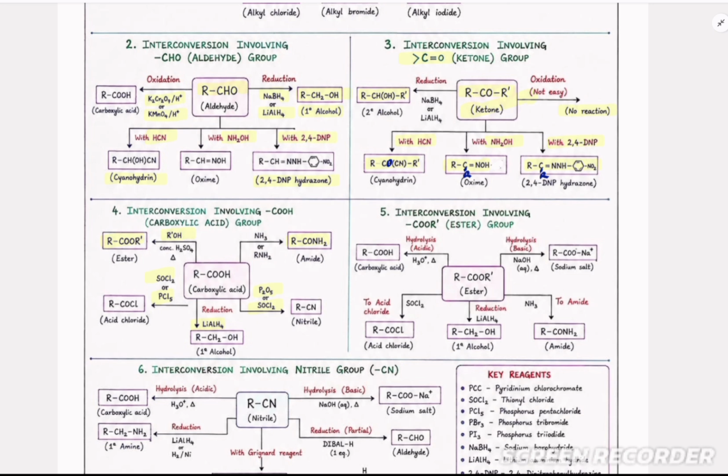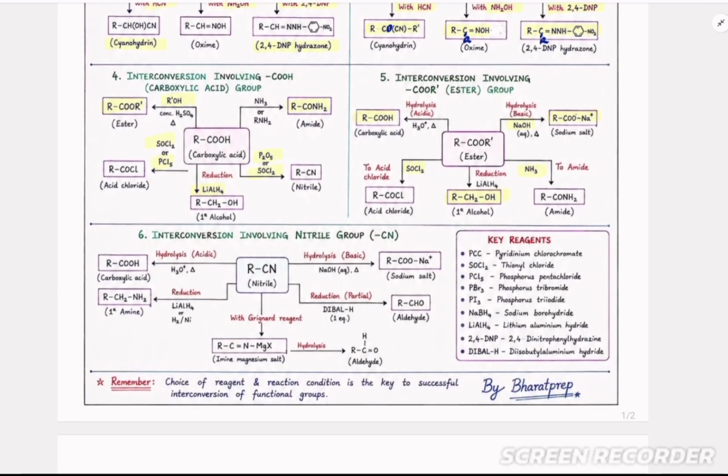Third is basically the interconversion involving the ester group. So esters are groups which can be converted into alcohol, again by using lithium aluminum hydride. One important case here, it can be converted into acyl chloride by just reacting with SOCl2. It can be converted to amide by reacting with ammonia. It can be converted into the sodium salt of carboxylic acid in a basic medium, and if we have an acidic medium, it is further converted into the acid. This is called hydrolysis here.